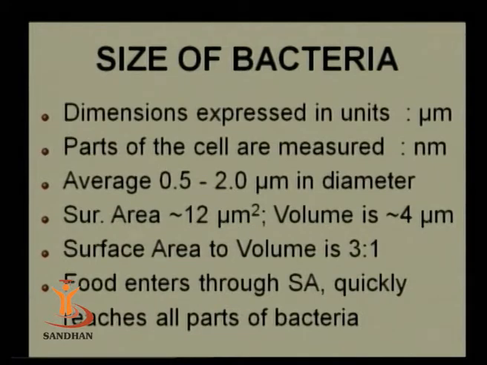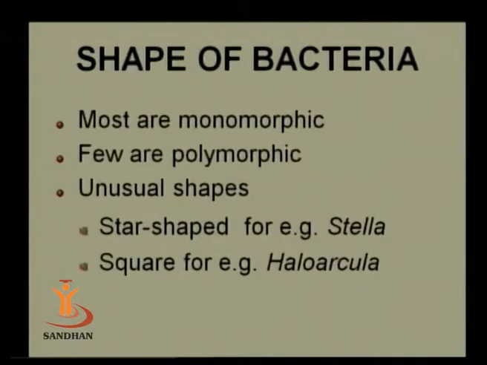Food enters through the surrounding area of the cell very quickly because it has a large surface area, and reaches all parts of the bacteria. Thus, these tiny creatures having a large surface area enables these microorganisms to survive under any conditions. If you see the shape of bacteria, generally bacteria are monomorphic, but a few are polymorphic. They change their shape as per the environment.